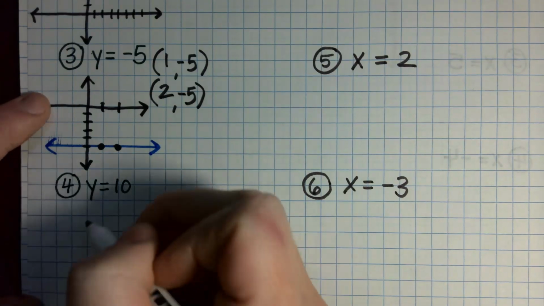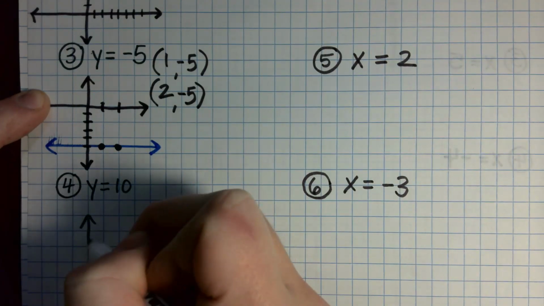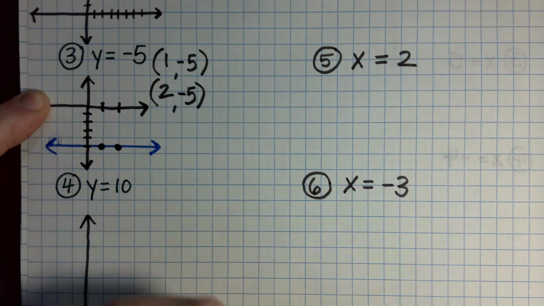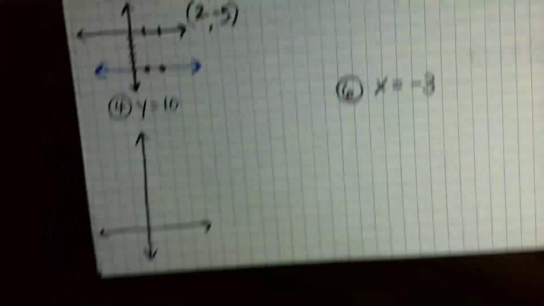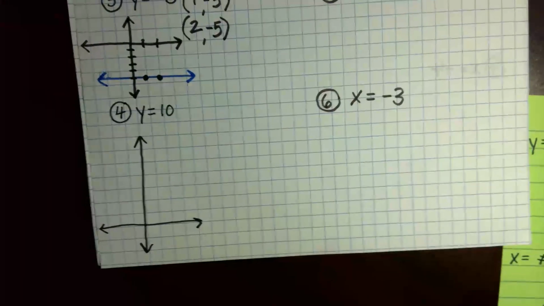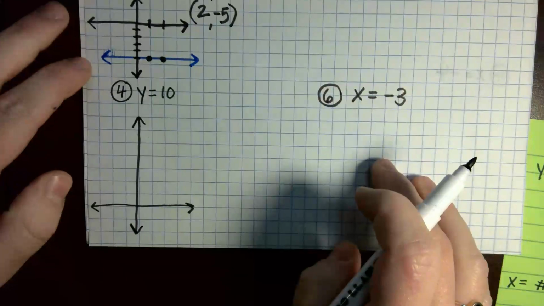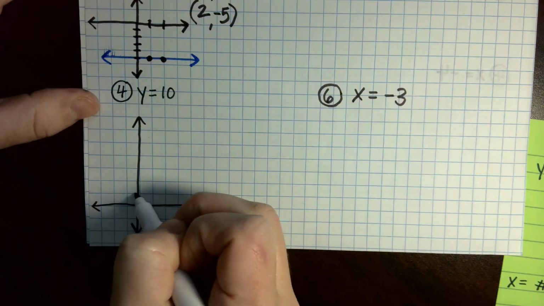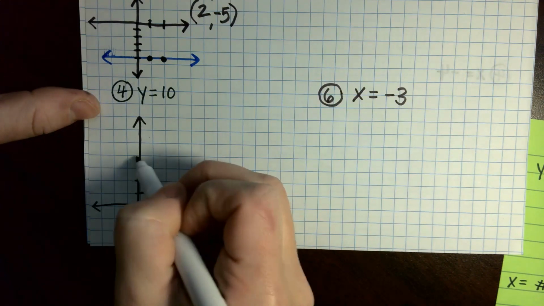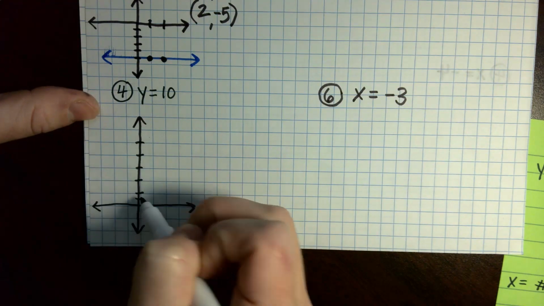Okay, let's try number 4. I'm going to just start by drawing this. And, oops, you can't see that. Let's go ahead, count out 10. I don't know if I made 10. That's all right.